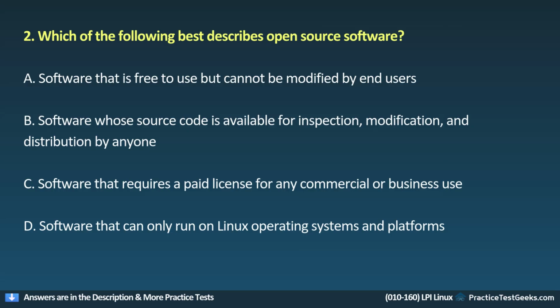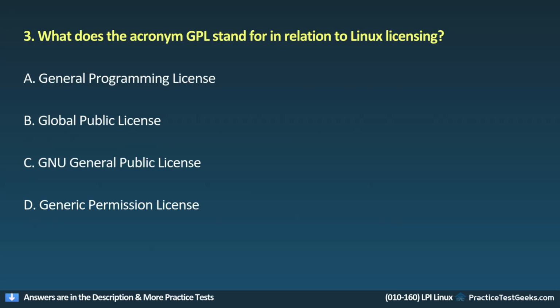A. Software that is free to use but cannot be modified by end users. B. Software whose source code is available for inspection, modification, and distribution by anyone. C. Software that requires a paid license for any commercial or business use. D. Software that can only run on Linux operating systems and platforms.